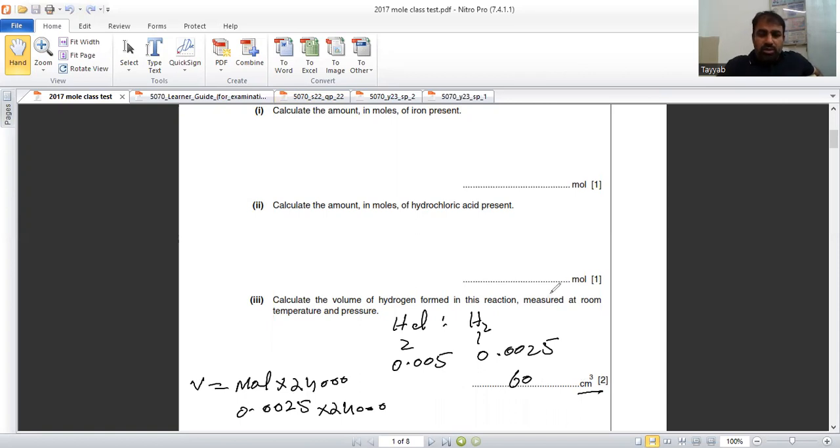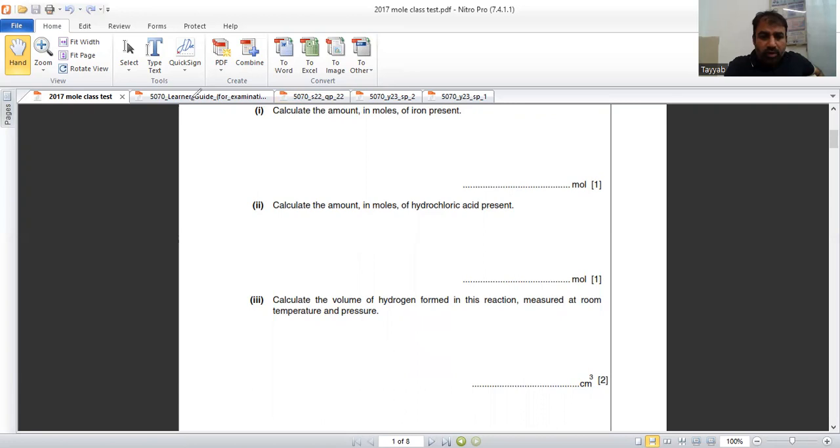So in this question, we have learned the calculation of moles from mass, for example in the case of iron. We calculated moles of HCl when given the volume, 50 divided by 1000, and the concentration. After getting the moles of HCl, we observe that HCl is limiting, so hydrogen will be produced according to HCl. If HCl is 0.005, the moles of hydrogen gas will be 0.0025. Once we have moles, we can calculate the volume with this formula. Hope you are clear with this question.